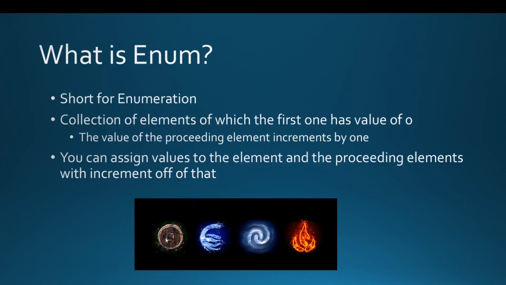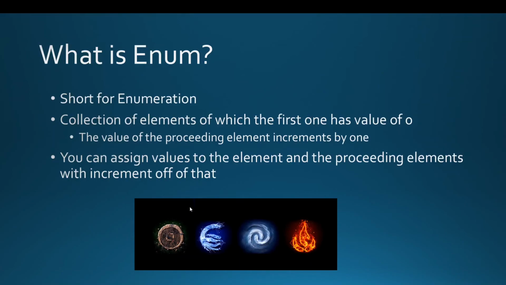Earth starts with 0. So the element after that is going to increment off of the first element. The third element will increment off of the second element. So for example, earth is 0, water is going to be 1, wind is going to have the value of 2, and fire will have the value of 3.